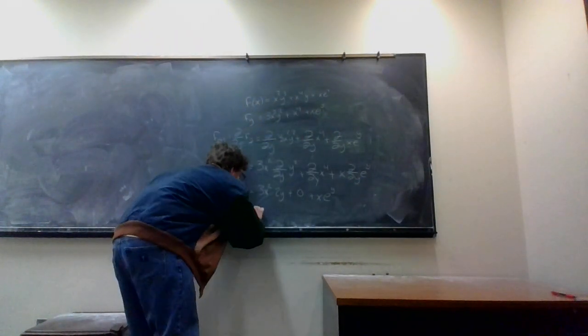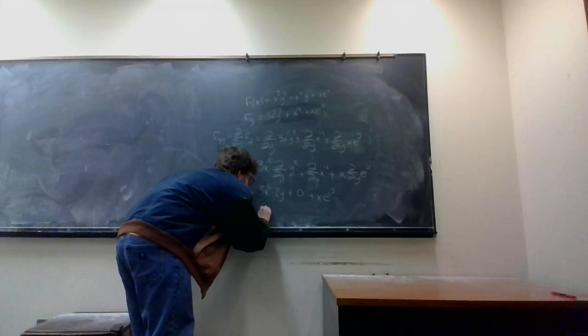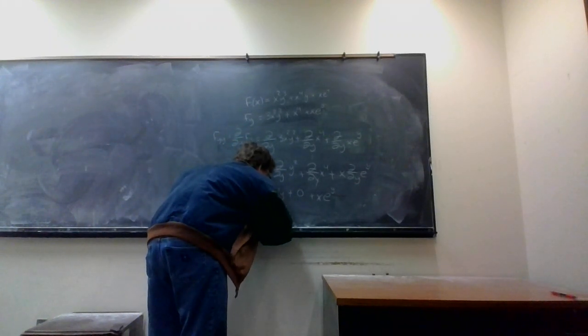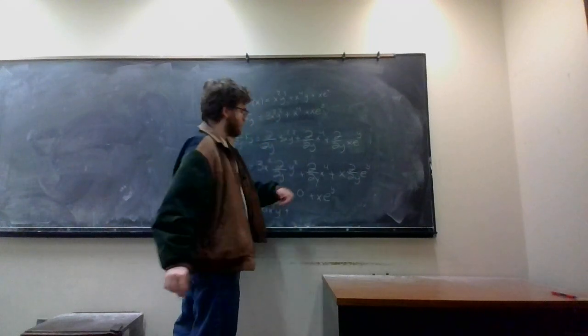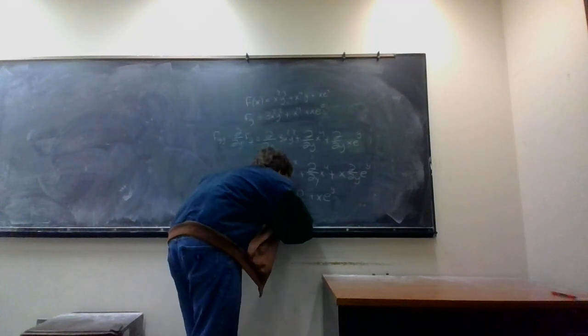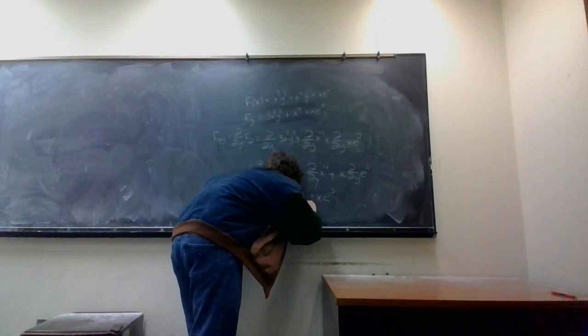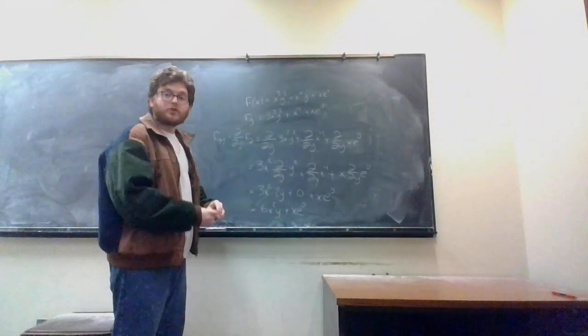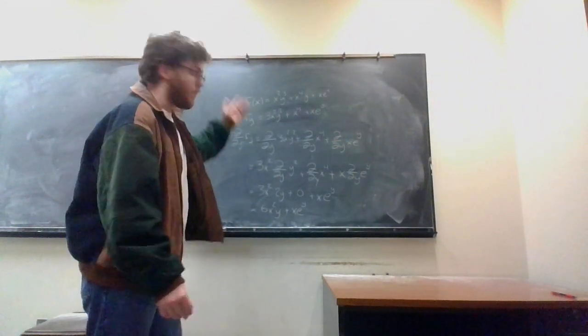Rewrite this first term. We get the 3 times 2 is 6, x squared y. Don't have to worry about that 0. And then we get x e to the y. Cool. And that is the answer of the second partial with respect to y. And that is all of our partials.